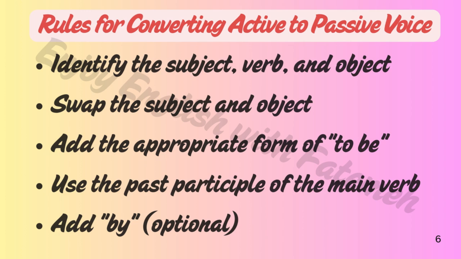The next step, use the past participle of the main verb. Change the main verb into its past participle form. Then, of course, it's optional. We can add by. If you want to mention the doer of the action, use the preposition by before the subject of the active sentence.